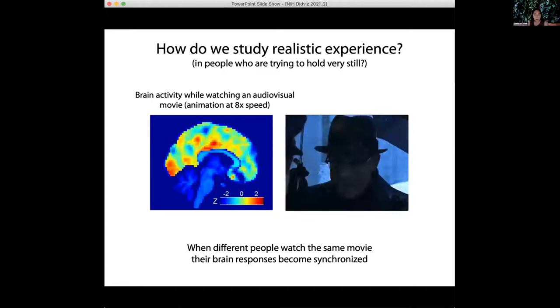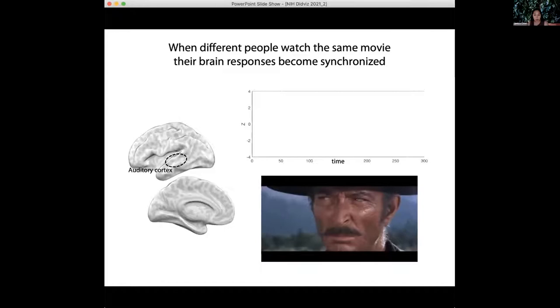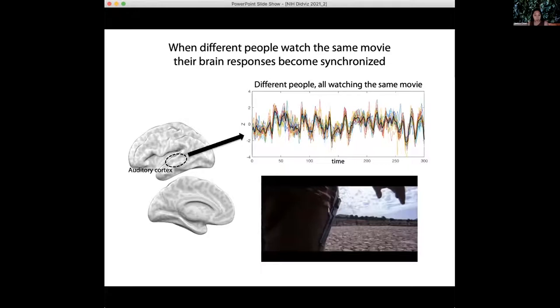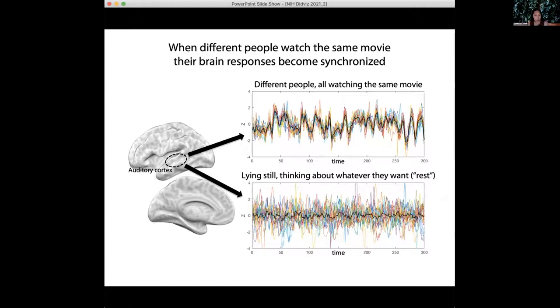So here's what I mean by synchronized. Look at just one region of the brain. I'm circling early auditory cortex here. Auditory cortex produces a complex response time course while the movie is playing, driven by the volume and different sound textures in the movie audio. And that complex response time course is the same across different people because everyone is hearing the same sound stream. If people are just lying in the scanner listening to nothing, you don't see synchrony across people in auditory cortex.